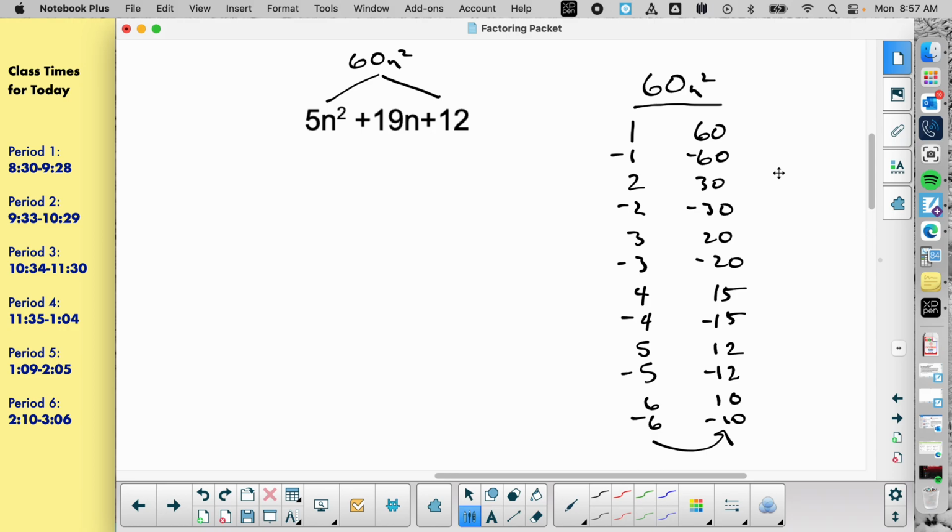Okay, Addie. What do I do now? You haven't been paying attention. No, I was writing the steps down on a different part of my paper, so I could write this down because I didn't have enough room. Okay, so next thing we're going to do is we're going to look for the pair of numbers here on the right that adds up to 19.